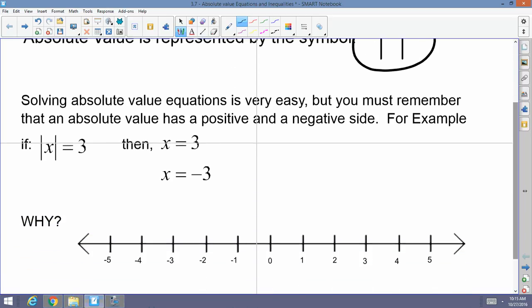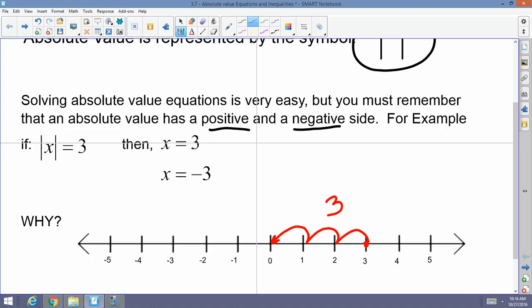Solving absolute value equations is very easy, but you must remember that an absolute value has a positive and a negative side. There are two sides to that coin. For example, if I give you the absolute value of x is 3, you have two possibilities for that answer. It could be 3 or negative 3. Now, the question a lot of people ask is why? How can that happen? Well, if x is 3, I am literally 1, 2, 3 away from 0. So my absolute value is 3.